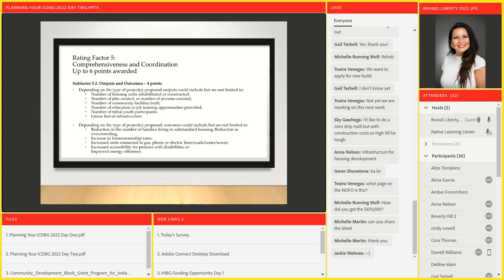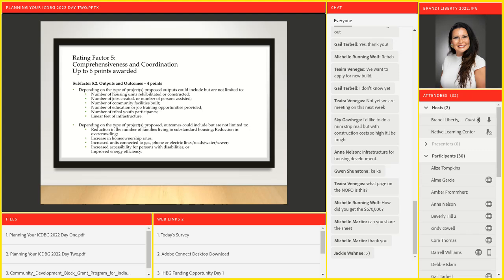So I'll give you guys some examples of outputs and outcomes. Depending on the type of project proposed, output examples can include, but are not limited to, the number of housing units rehabbed or constructed, the number of jobs created, the number of community facilities built, the number of education or job training opportunities provided, the number of tribal youth participants, the linear feet of infrastructure. As you can see, these are all quantifiable numbers, hard numbers that you'll put in there.